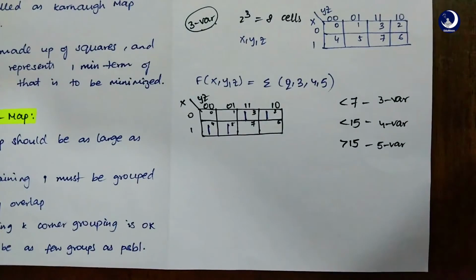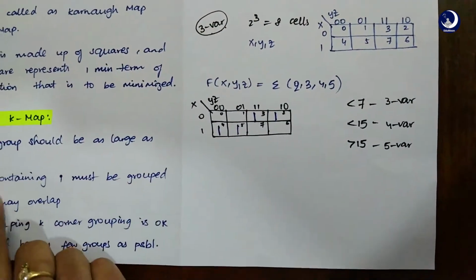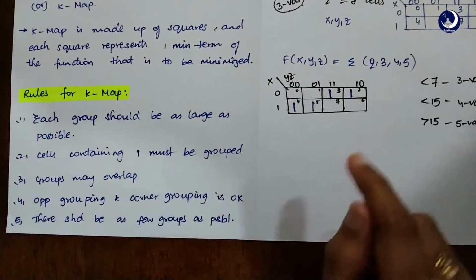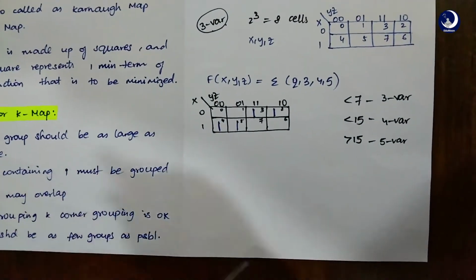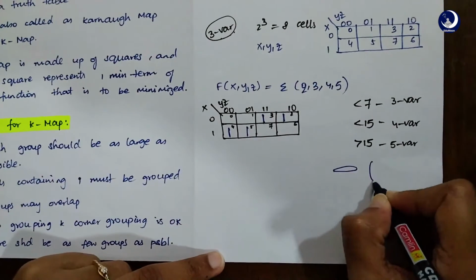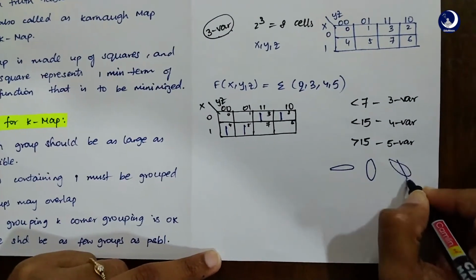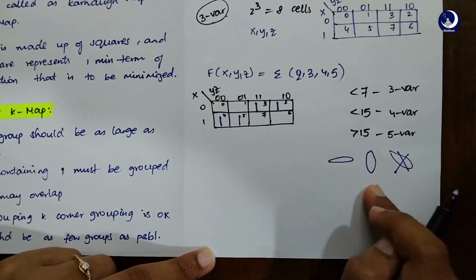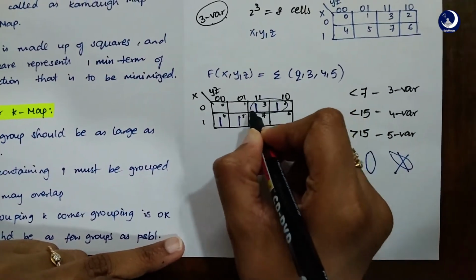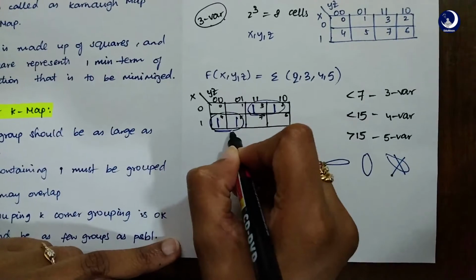Okay, now the next task is grouping of 1s. So how do we group that? You can group it in a horizontal fashion or a vertical fashion, but not a diagonal fashion. This is not applicable. You can only group either horizontally or vertically. Now here we have 2, so we are grouping them. Here we have 2, we are grouping them.